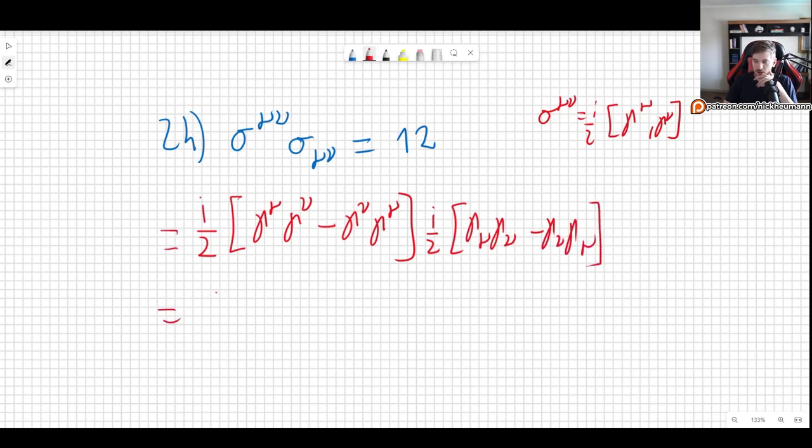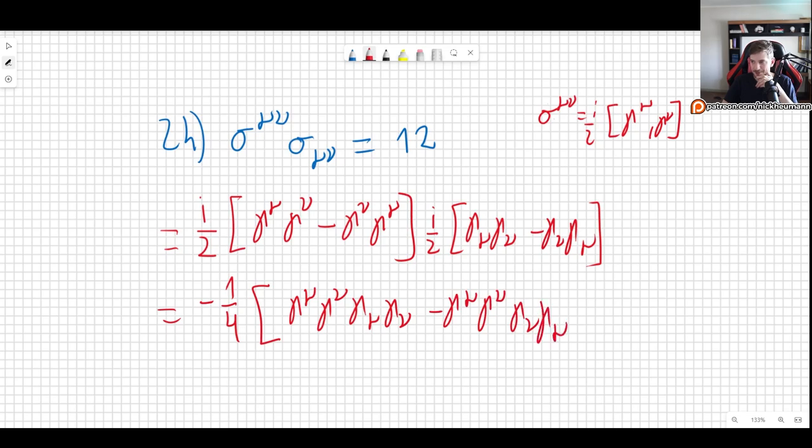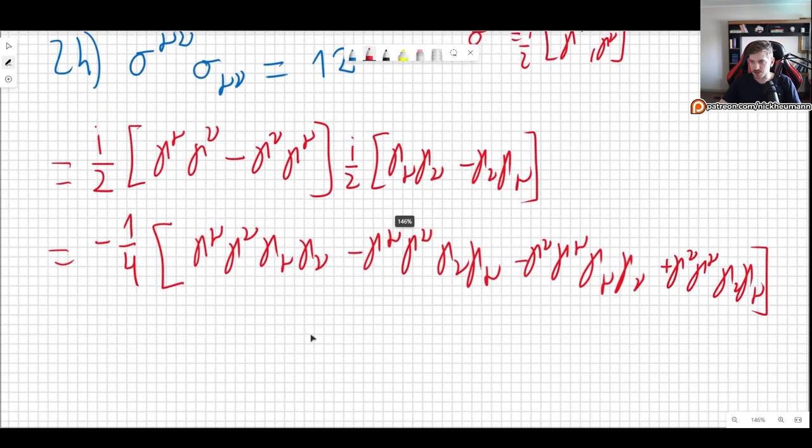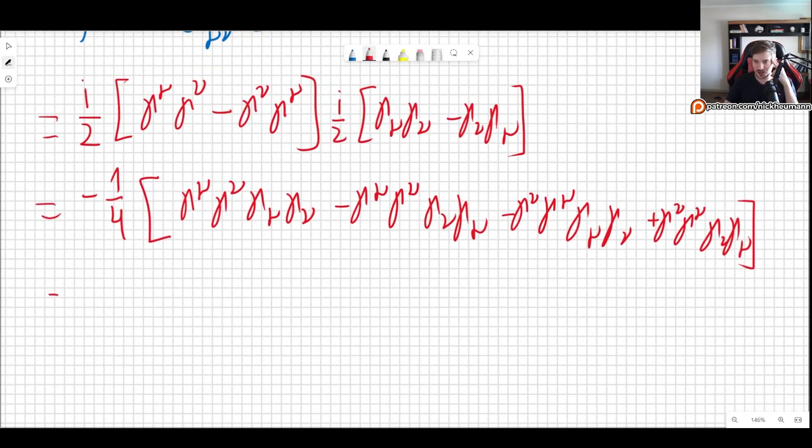Okay, so let's now multiply through. We get minus 1 over 4, and then we get gamma mu, gamma nu, gamma mu, gamma nu, minus gamma mu, gamma nu, gamma nu, gamma mu, minus gamma nu, gamma mu, gamma mu, gamma nu, plus gamma nu, gamma mu, gamma nu, gamma mu. Do not get confused, okay? Take your time, and don't write mu instead of nu by mistake, that would be very annoying. Okay, so the quality of my drawing is slowly reducing, I'm sorry.